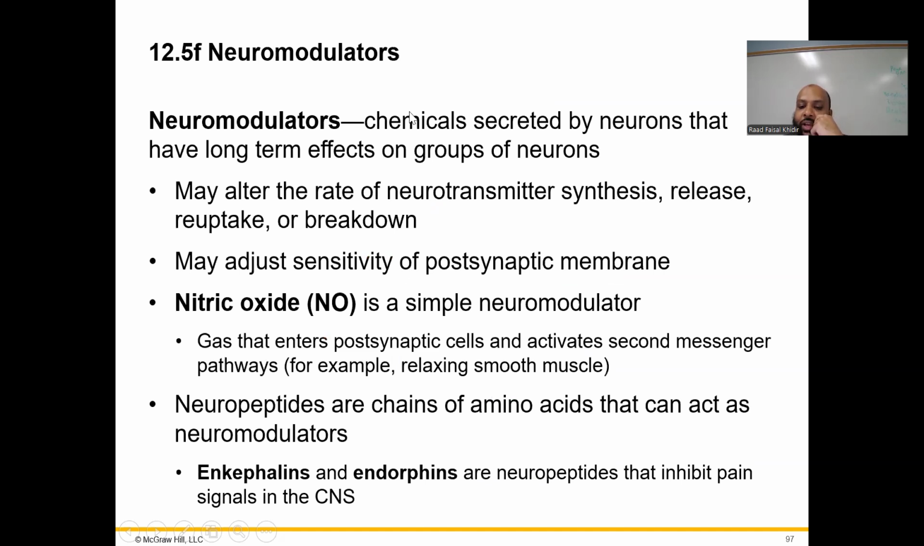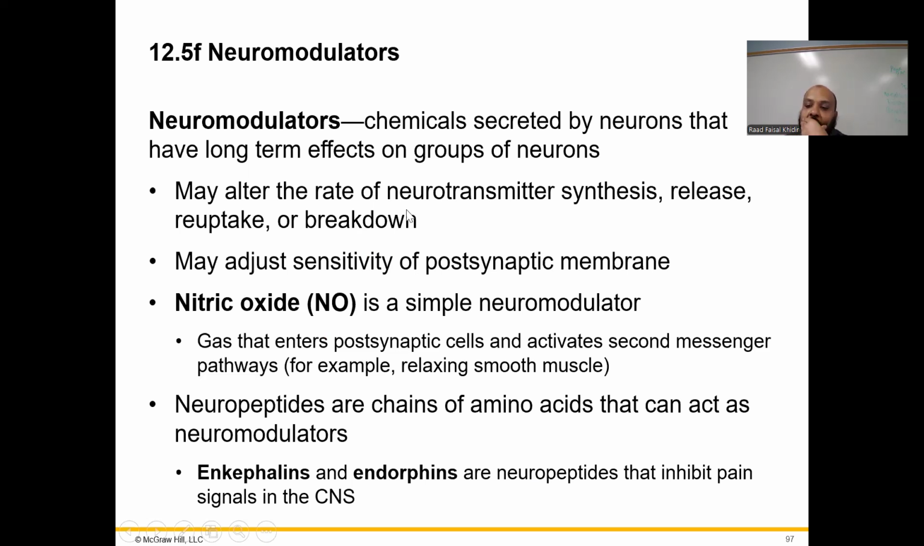There are neuromodulators. What are neuromodulators? Neuromodulators are chemicals that are secreted by the neurons that have long-term effects on groups of neurons. They may alter the rate of the neurotransmitter synthesis, and they may affect the release, the reuptake, or the breakdown of the neurotransmitter. And they may adjust the sensitivity of the postsynaptic membrane.